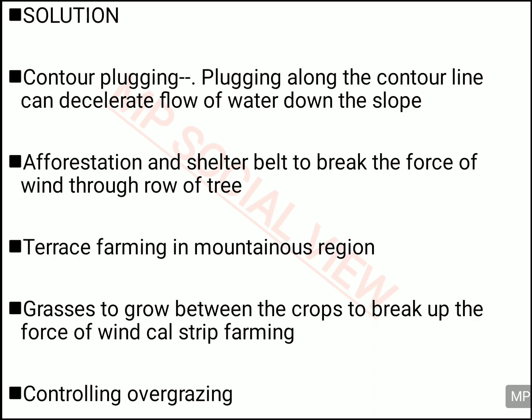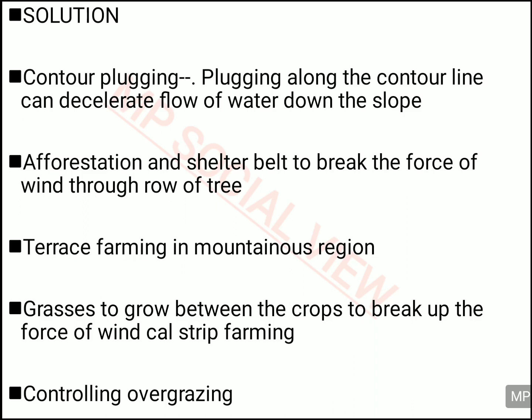Also the terrace farming method can be used in mountainous areas. Terrace farming is when you cut the mountain step by step and you grow plants on those steps. In mountainous areas it is very important to do terrace farming to stop soil erosion, because mountainous areas are more prone to soil erosion.